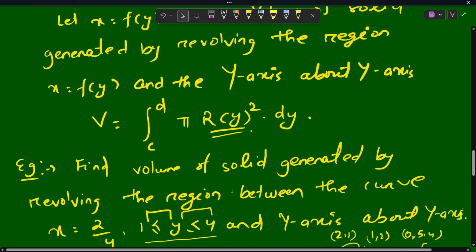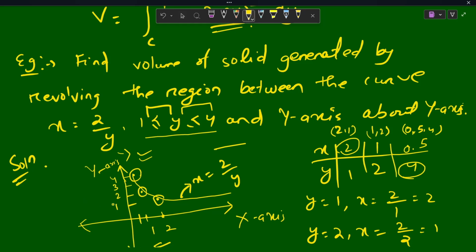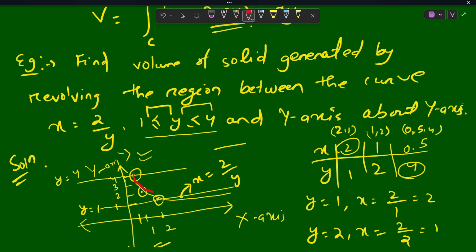Similarly, in case of y here, y equal to 1 is the lower line, and y equal to 4 is the upper line. And the y-axis. So what is the region? x equal to 2 by y. I am using another color pen so that you can easily understand this. First one is x equal to 2 by y, that is this curve.